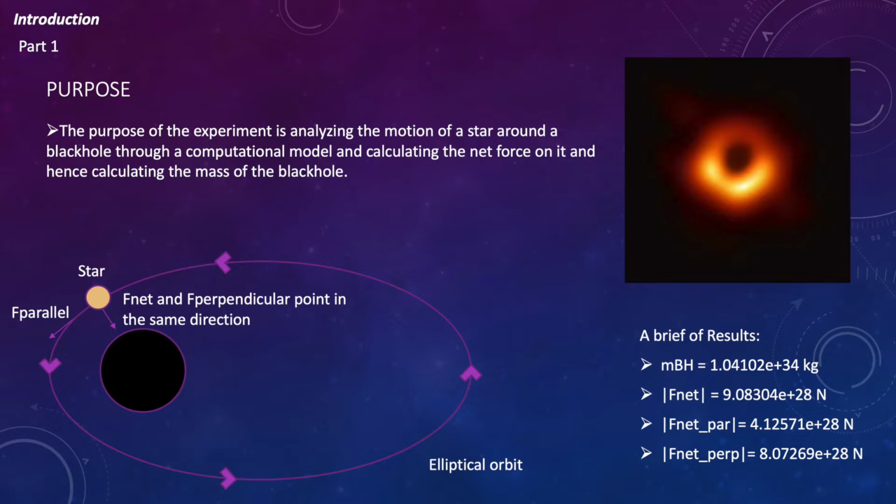The mass of the black hole is 1.04102 into 10 to the power 34 kgs. This was derived by the F net value, which is 9.08304 into 10 to the power 28 newtons, which was further divided into its perpendicular and parallel components. The parallel component being 4.12571 into 10 to the power 28 newtons, and the perpendicular component being 8.072669 into 10 to the power 28 newtons.